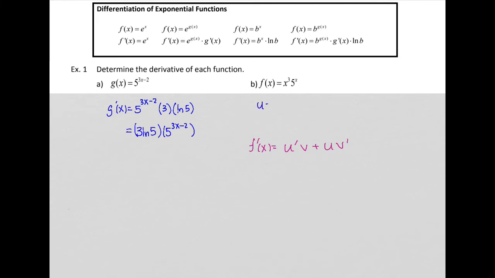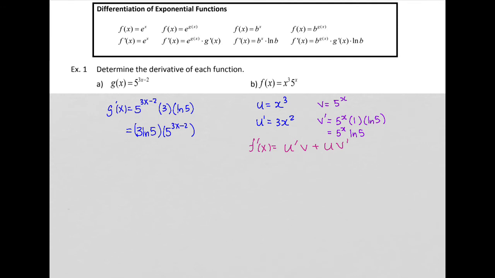So our u is x to the exponent 3, so u prime will be 3x squared. And our v will be the exponential function 5 to the exponent x. Then our v prime will be 5 to the power x times by differentiation of the exponent, which is 1, times by ln of the base, which is ln 5. So I can simplify to 5 to the exponent x ln 5.